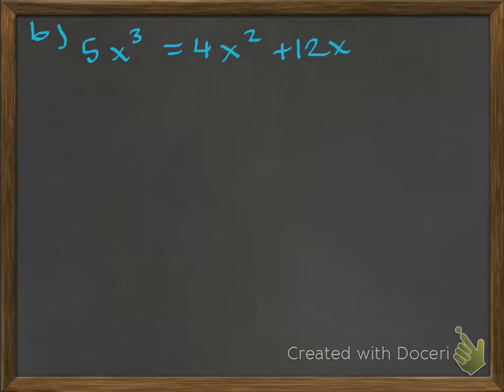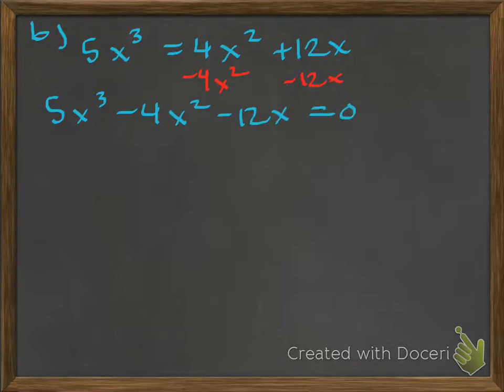Example 2 is a polynomial, a cubic polynomial. Again, we have terms on both sides, so the goal is that I need to get every term on the same side of the equal sign. So I'm going to move this 4x squared over, and I'm also going to move this 12x over by subtracting them over. And now we will have 5x cubed minus 4x squared minus 12x equal to 0.